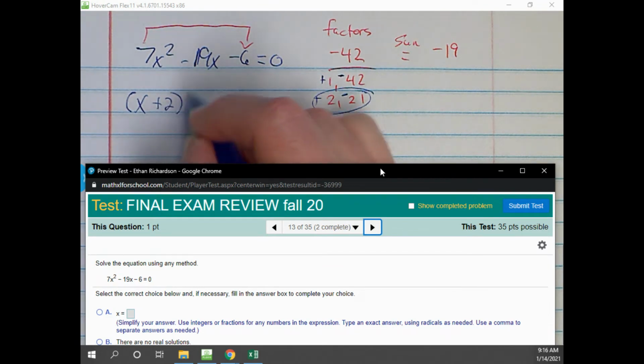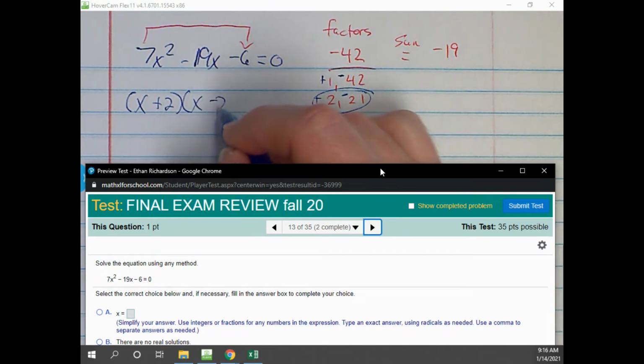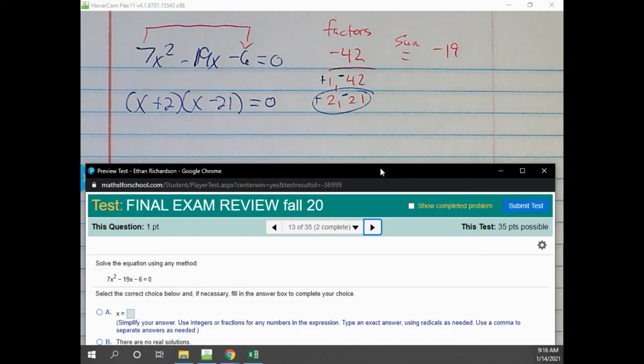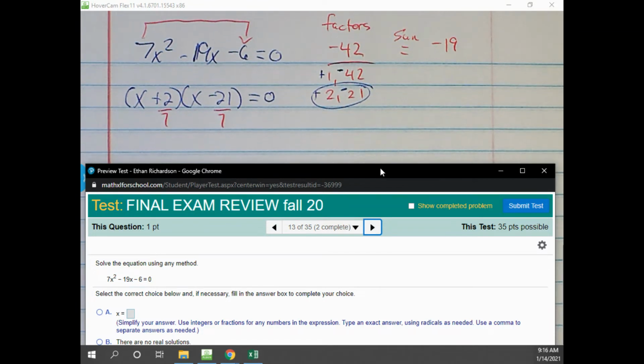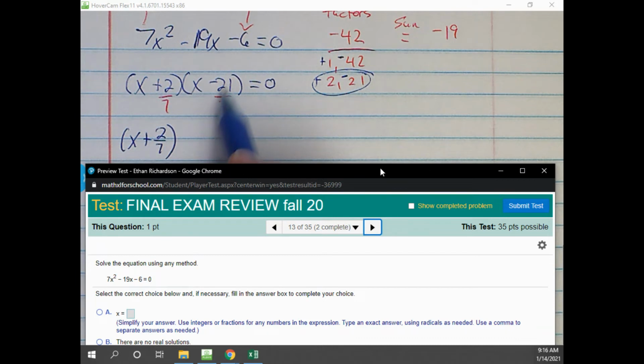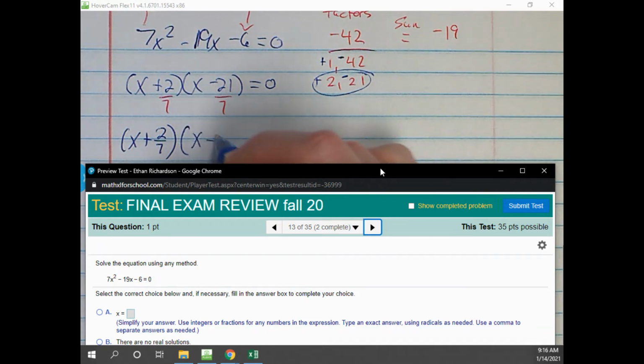All right, now here's where you've got to remember. Sometimes people will stop here and then they'll solve this thing out. But remember, because we multiplied 7 times 6 in the beginning, these numbers are too big, because 2 times 21 is going to be 42. Since we multiplied by 7, to back that out we've got to go back and divide both sides by 7. Okay, and if we do that, this fraction doesn't simplify, so it's just x plus 2 sevenths. But this one's 21 divided by 7, so that's just x minus 3.